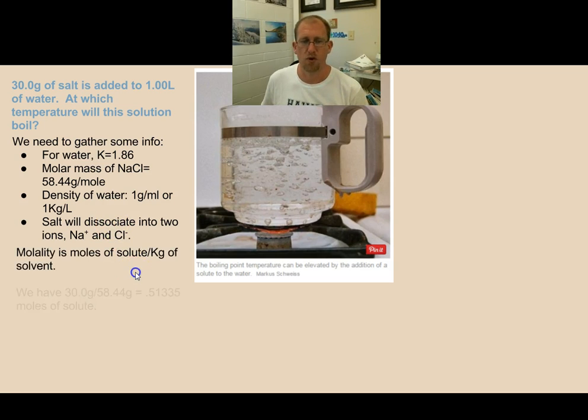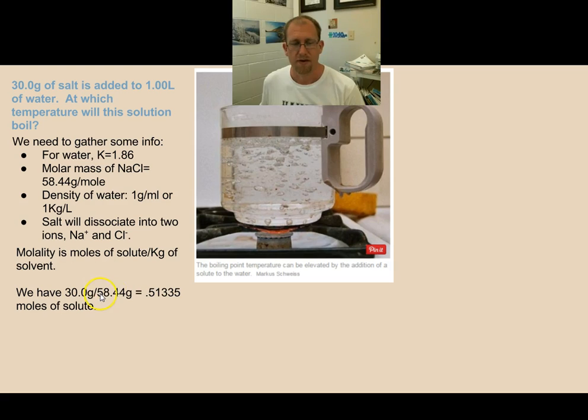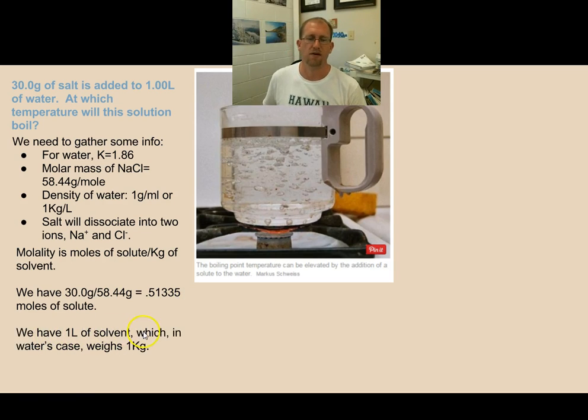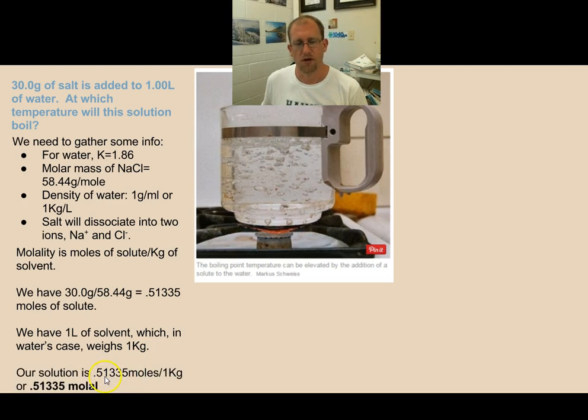So molality is moles of solute per kilogram of solvent. We have 30.00 grams. How many moles is that? There's the molar mass. Do some division. I have 0.51335 moles of solute, okay? We have 1 liter of solvent, which is 1 kilogram. That's handy. So 0.51335 moles per 1 kilogram is 0.51335 molal. So that's the m. I got the term for m.